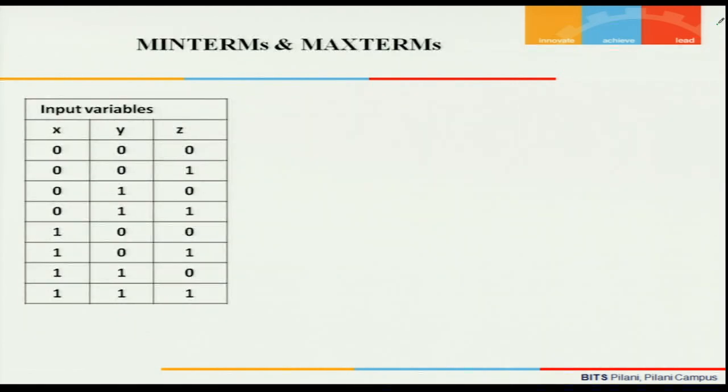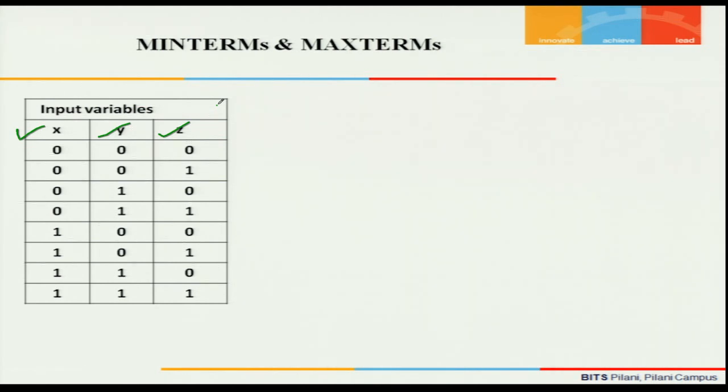So, we mentioned sum of min terms form and product of max terms form. So, what is a min term or what is a max term? Let us see an example. Here I have a function with three inputs x, y and z, and various combinations of the inputs are listed in this table. Now, because of three inputs, these assume 8 different combinations, all inputs 0 up to all inputs 1.